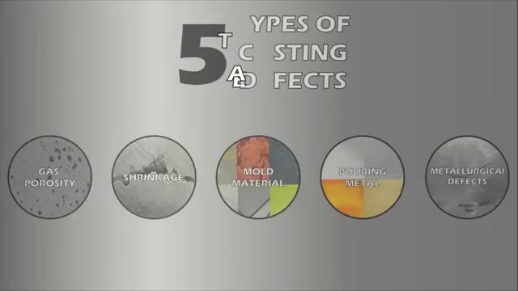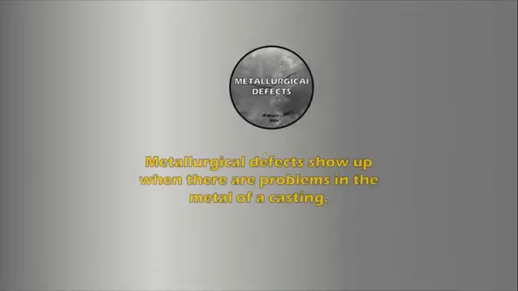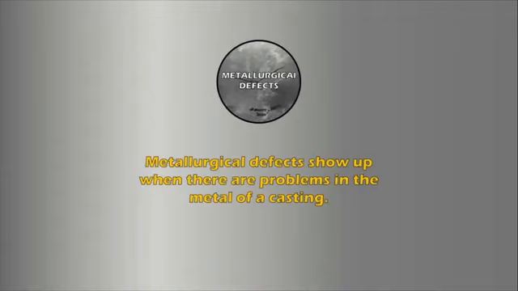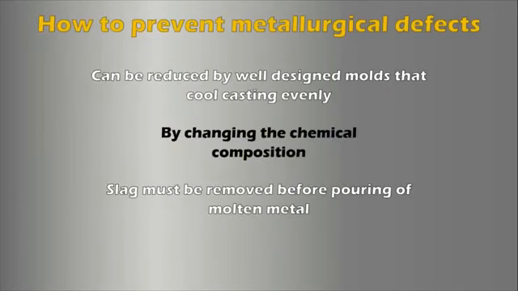The last main casting defect is metallurgical casting defects. Metallurgical defects show up when there are problems in the metal of a casting. There are 3 types, which include slag inclusion, hot tears, and hot spots. So, how to prevent metallurgical defects? They can be greatly reduced by using well-designed molds that evenly cool the casting and that deform the proper way in hot conditions. Changing the chemical composition may help to solve the problem. Slag must be removed before pouring of molten metal.